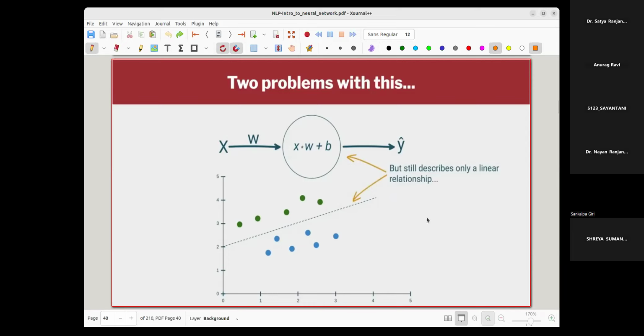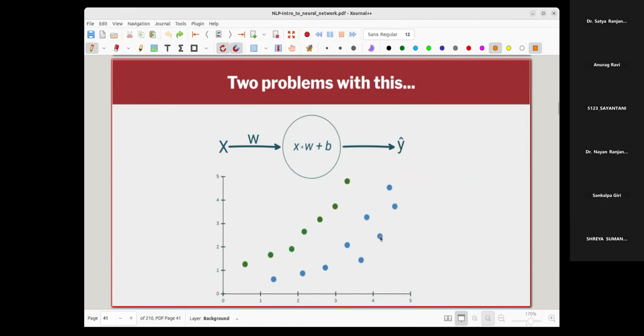The second problem is that this still describes a linear relationship. That means if the data points are distributed like this in this space, and if it is linearly separable, meaning a line can segregate them, then this function is good. But generally in practice you may not get this kind of data set. If you get this kind of data set, even if you take any w and b, whatever you do, this will give a line, but no line can segregate it properly, because the boundary should be a curve, not a straight line.